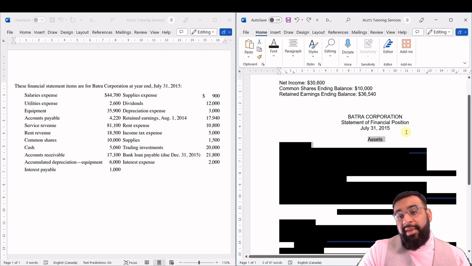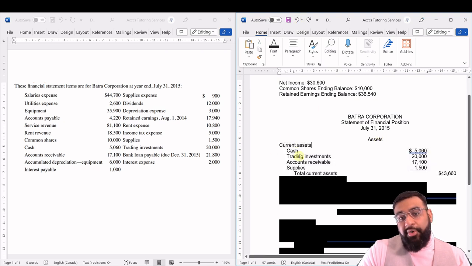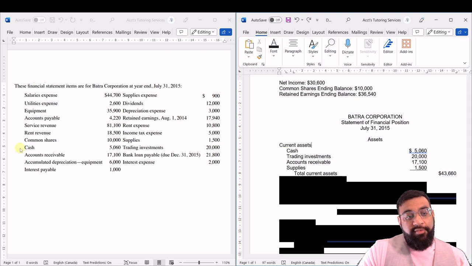The first main category we have is assets. Assets can be split up into current assets. Remember, current assets are listed in the order of liquidity. Liquidity is what we could convert to cash the fastest. So for current assets, we have cash of 5,060. We have trading investments of 20,000. We have accounts receivable of 17,100.